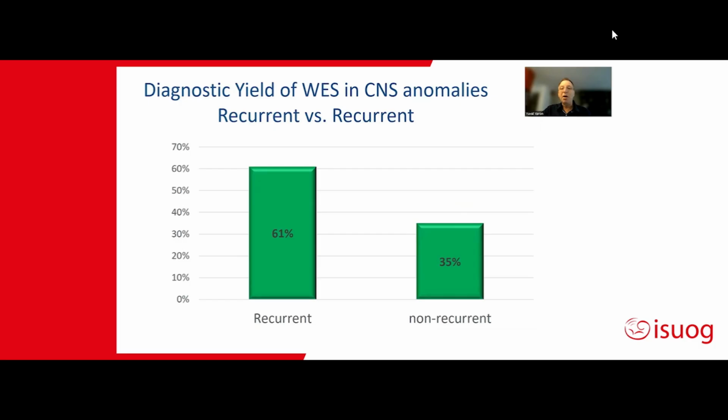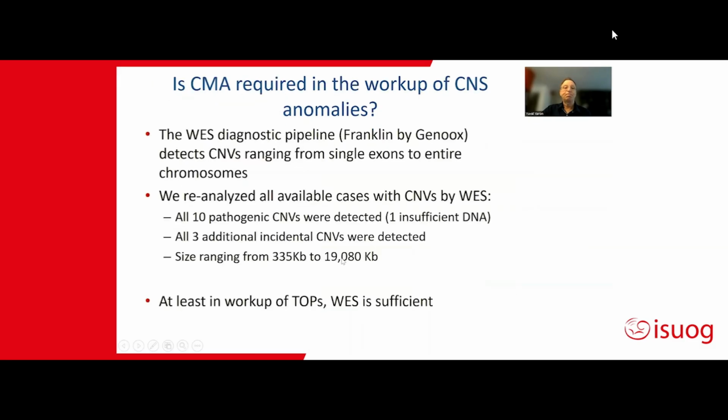Then we compared the cases that had been recurrent. So we had some patients who had the same abnormality recurring. And we looked at the diagnostic yield of whole exome sequencing in recurrent cases versus first-time cases. And we saw a significant, although not unexpected, higher yield in those cases that are recurrent, because this would obviously mean that we're dealing with a genetic abnormality.